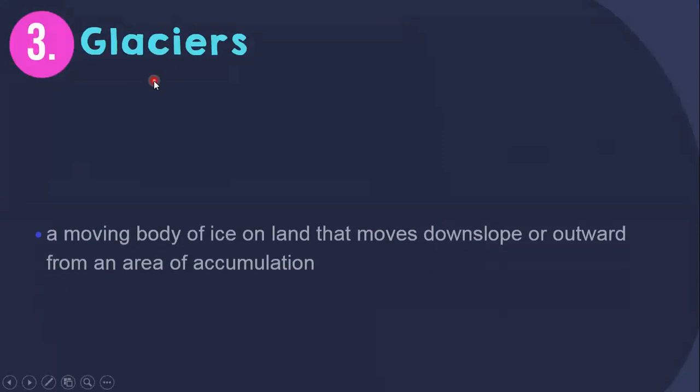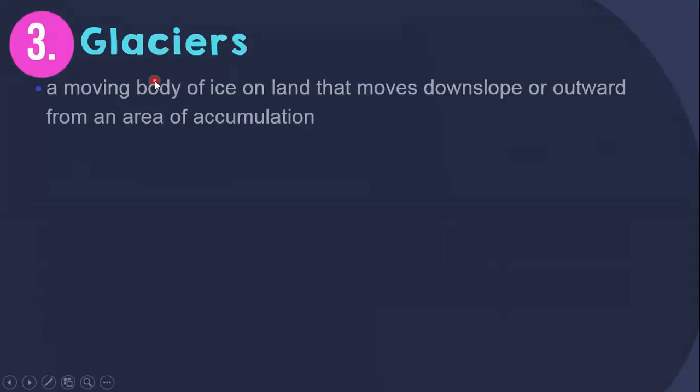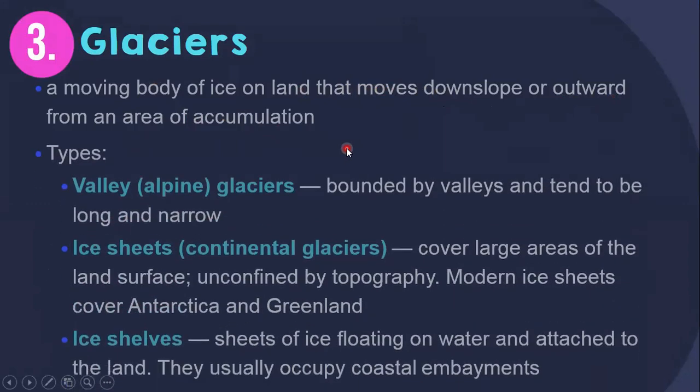Next is glaciers. A glacier is a moving body of ice on land that moves downslope or outward from an area of accumulation. There are different types of glaciers. We have the valley or alpine glaciers, which are bounded by valleys and tend to be long and narrow. Next are ice sheets or continental glaciers.